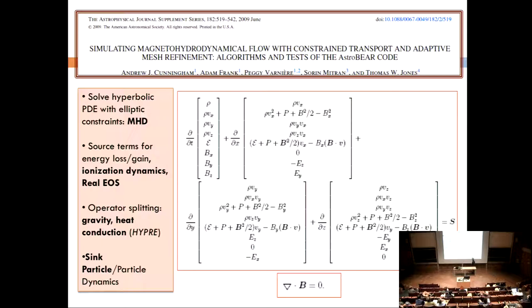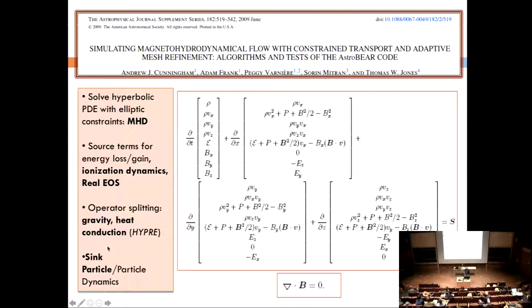And we also have this constraint that del dot B equals zero. That's a very difficult thing that you have to pay attention to, or else you generate monopoles in your code. And doing this with adaptive mesh refinement poses particular challenges. The code is pretty mature now, though, so we can do magnetic fields, but we also have source terms for things like ionization dynamics, having a real equation of state, and radiative heating and cooling. We can do self-gravity, heat conduction, and we can also put in sink particles if we're interested in tracking things like accretion.